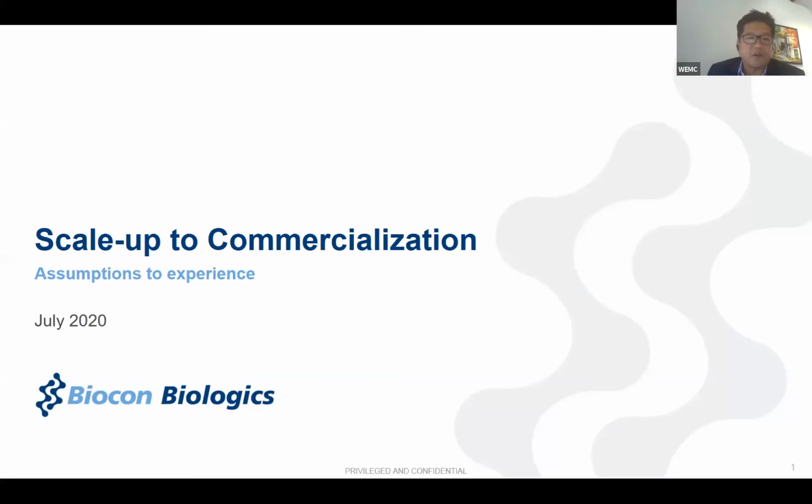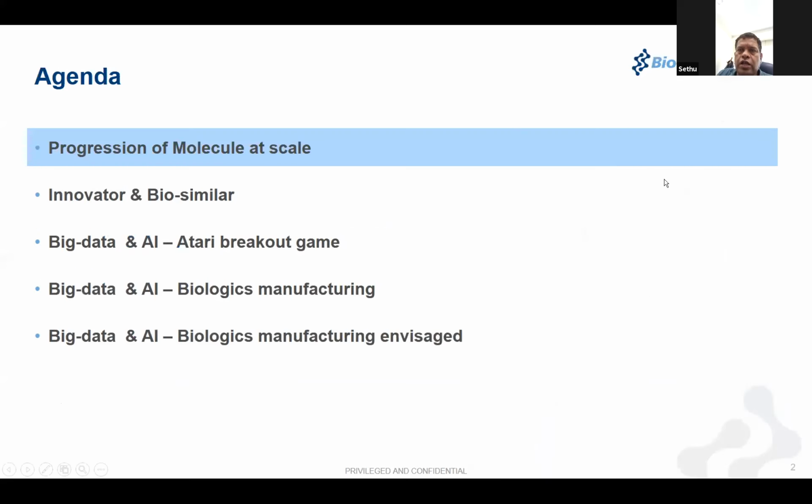One of the things I wanted to connect was how MES can be used, and how artificial intelligence can be used, not only for a quick scale up to commercialization, and what the assumptions are. So at a molecule level, can you go to the next slide?